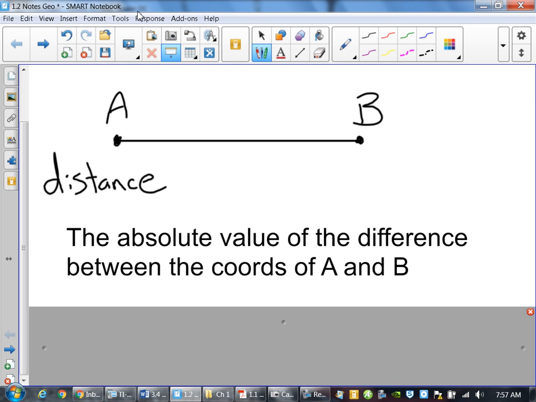We're talking about this symbol, okay? Absolute value allows you to measure distances without having to have negatives.